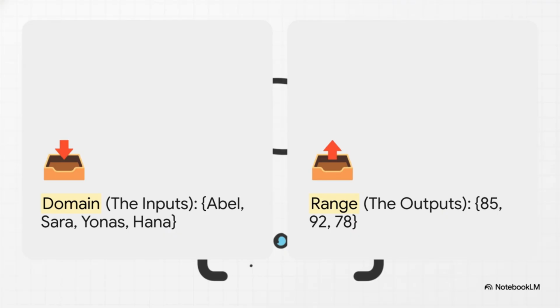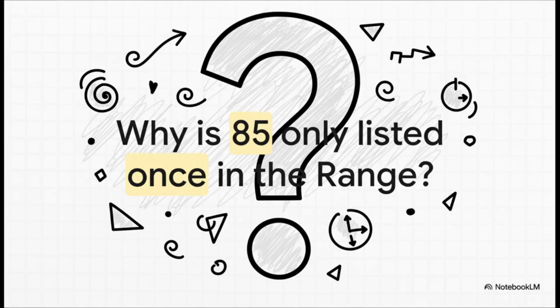And these parts have names. We call them the domain and the range. The domain is just a fancy word for all the first things in our pairs, the inputs. So in our example, it's the list of students, Abel, Sarah, Jonas, and Hannah. And the range? Well, that's the set of all the second things, the outputs, or the test scores. So that's 85, 92, and 78. But wait a minute. You're probably looking at that and thinking, hang on, Abel and Jonas both scored an 85, so why is 85 only listed once in the range?